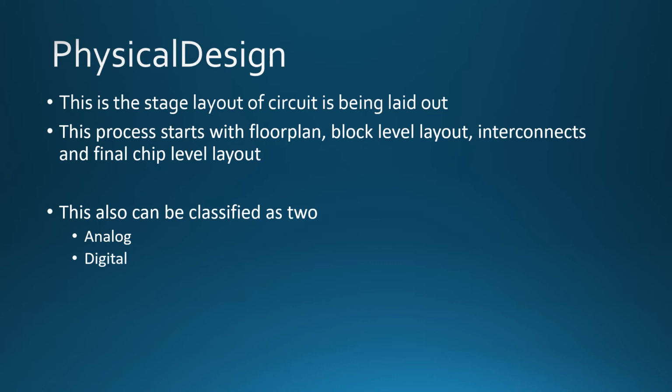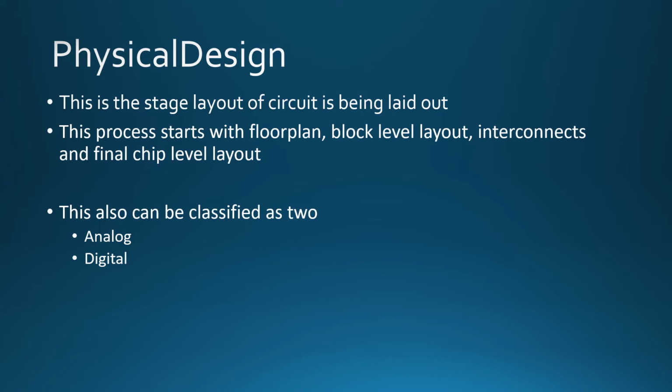We need a floor plan like how we build a house, where the circuit sits and the placement of the circuits. Then we do the block level layout, the individual layouts, and how they interconnect to build a chip level layout. So we should have a floor plan initially where all these blocks sit. Then we build the layout of each block. Then we interconnect the blocks to build the final chip layout.